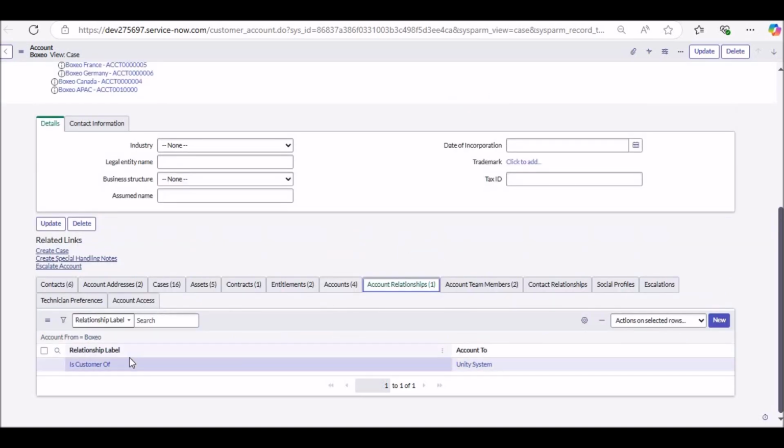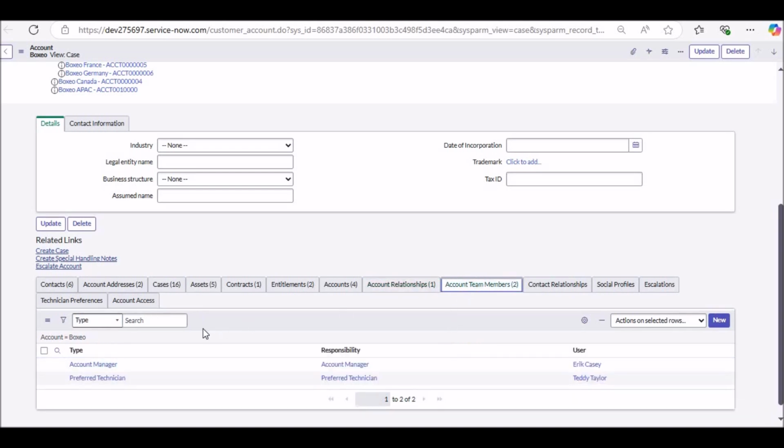If we go to the account relationship, it is "customer of." So that is one account relationship we have, and to this account, it is "customer of," Unity system. We have other types of relationships that can also be maintained here.